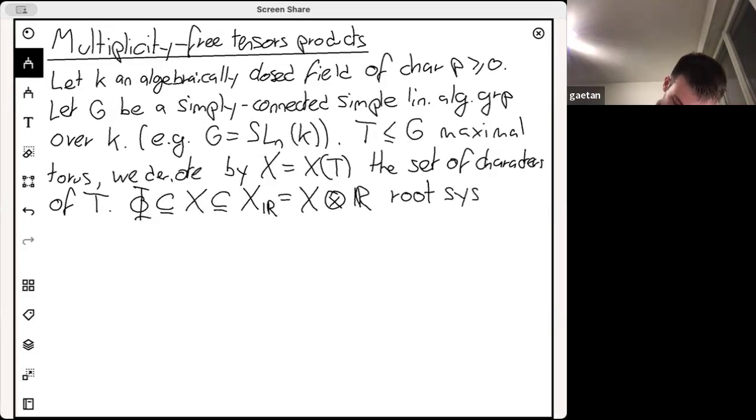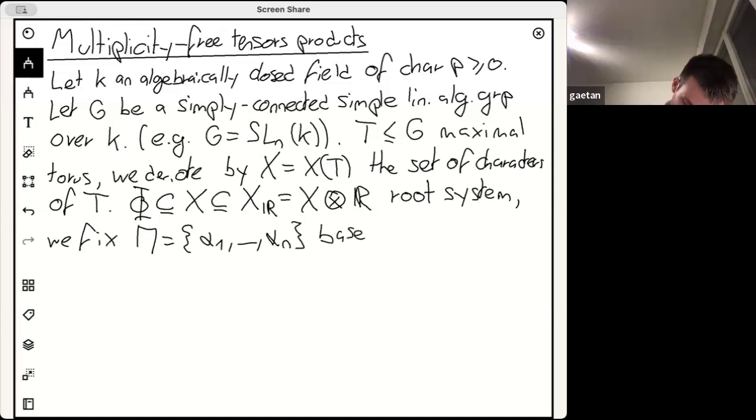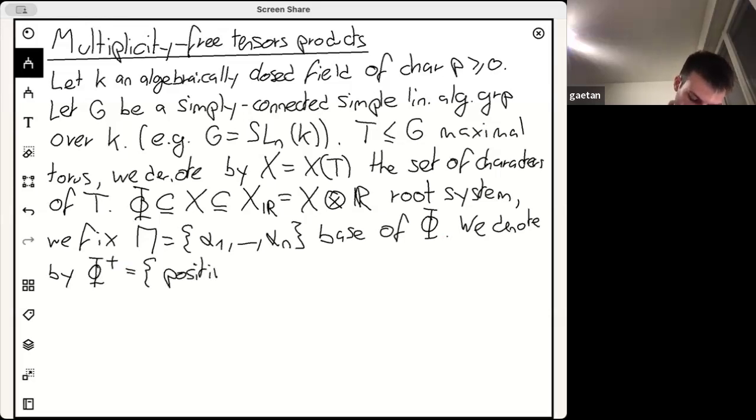So Phi is a root system, and we fix Pi, a base of this root system, and we denote by Phi plus the set of positive roots with respect to this choice of a base.